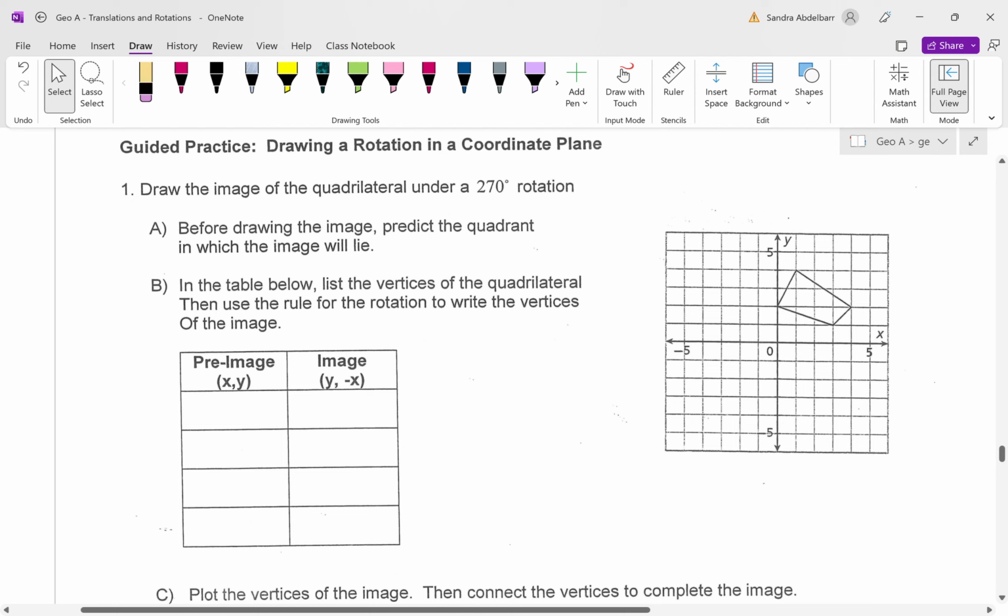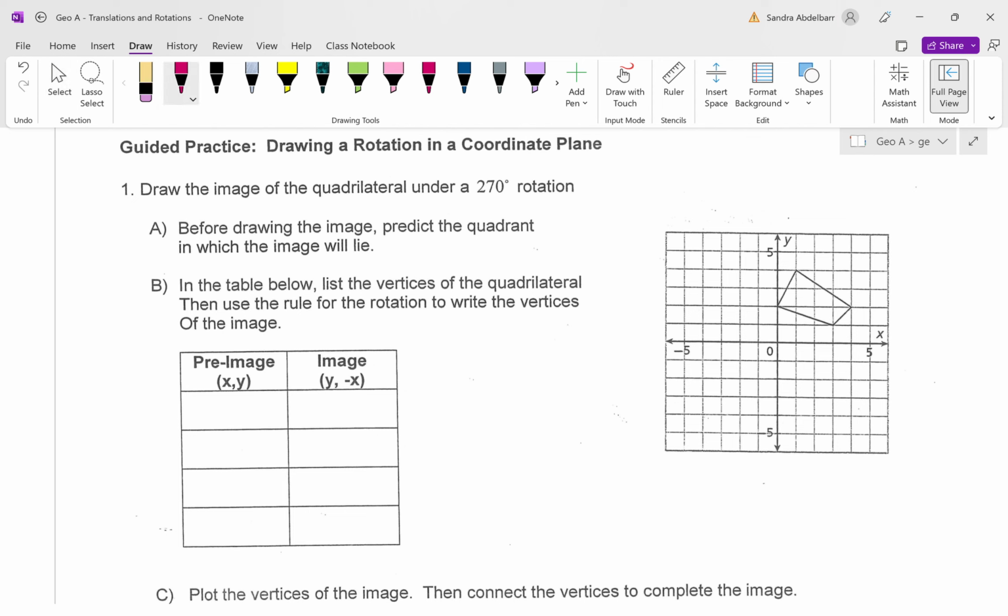So now we are going to draw this image under a 270-degree rotation. When we do a 270-degree rotation, is it clockwise or counterclockwise? Counterclockwise. So let's just take an estimate, a guess, of where we think we're going to end up. So we agree if we're going to do a 90-degree rotation, it would end up in quadrant 2. Then 180 would end up in quadrant 3. So then 270, which quadrant? 4. Does that sound about right, that we should end up in quadrant 4? All right, let's see what happens.